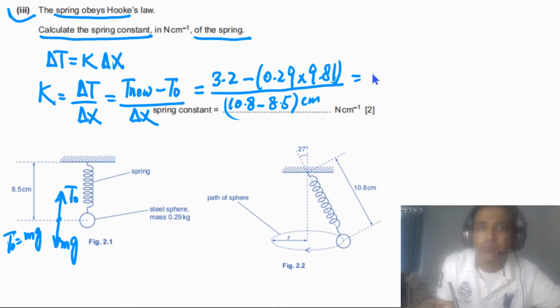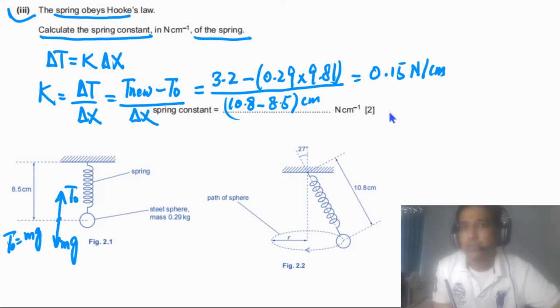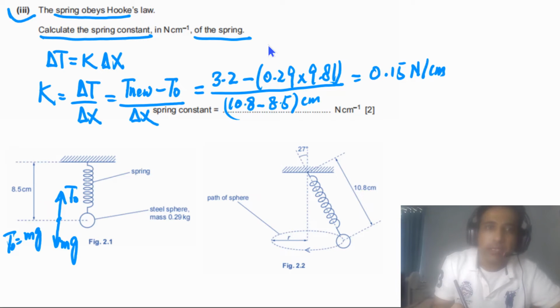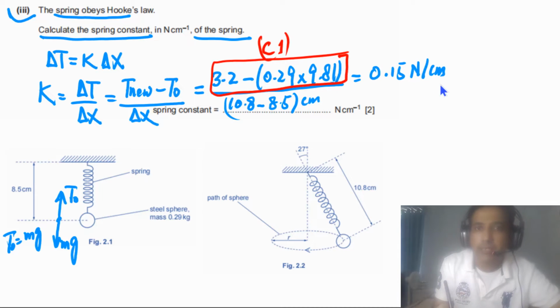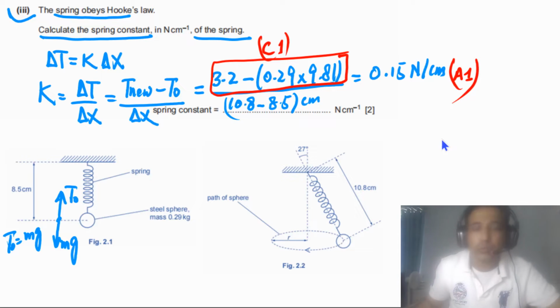So if we solve this one, we will get 0.15 newtons per centimeter. So this is our final answer, and this question has 2 marks. The first mark, C1 mark, if you have written this part, you will get 1 C mark, and the second mark is the answer mark. If you got the right answer, you will get 2 marks.